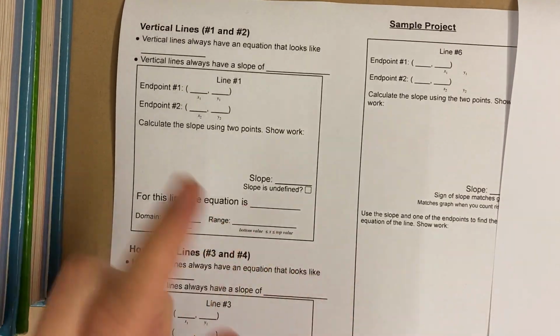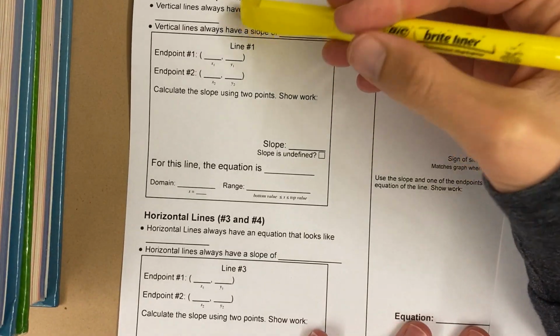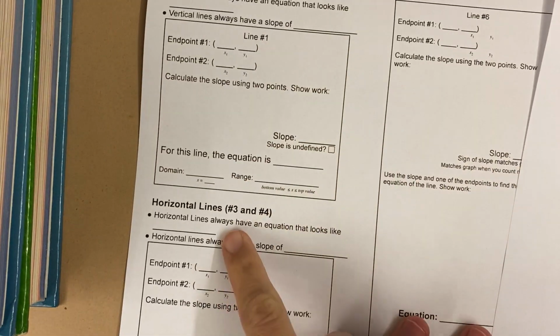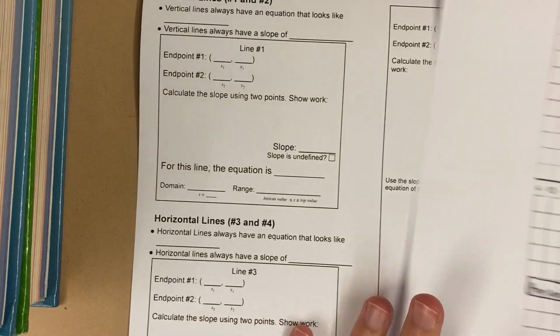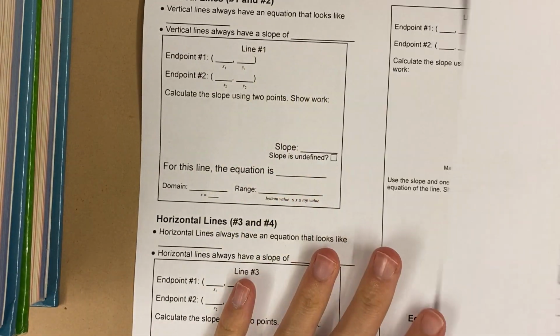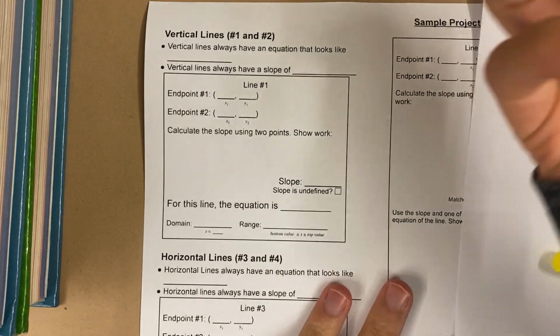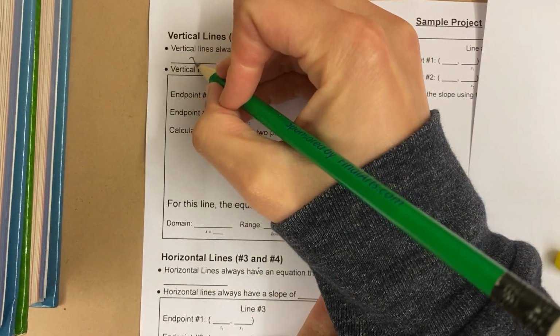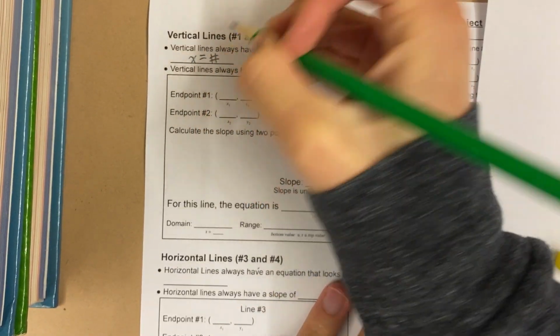All right, in this video, I'm gonna do one vertical line and one horizontal line so you can just kind of see what those look like. So my vertical line that I'm gonna do is my line 1, okay? Now here's the thing. Vertical lines always have an equation that looks like x equals a number, right?